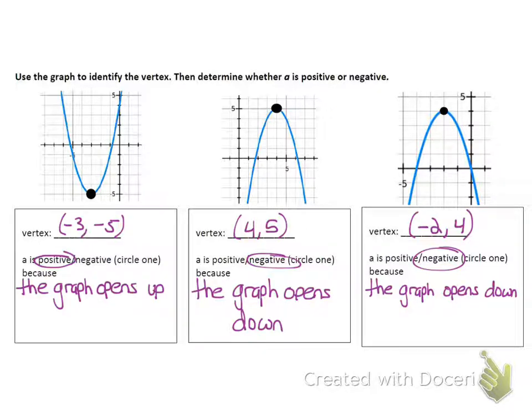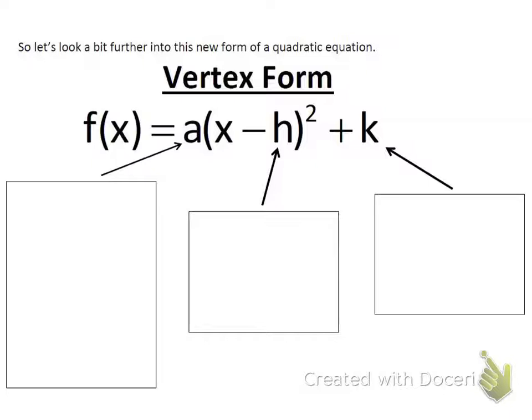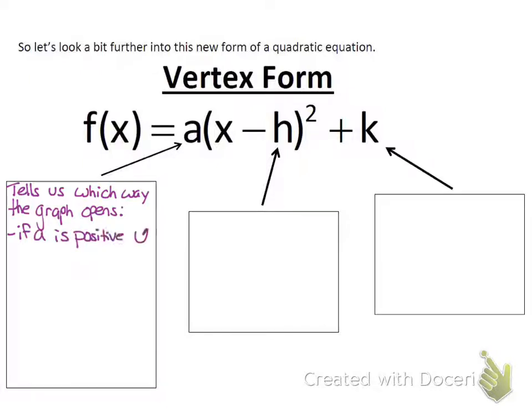Now that we've looked a little bit closer at the vertex here, let's go ahead and actually dive into the form a little bit more. You saw this form on one of the previous slides, but what do each one of these letters mean? Let's start with A. The A value tells us which way the graph opens. We kind of hinted at that on the previous page. If A is positive, the graph opens up, like this little parabola here shows you. And if A is negative, the graph opens down.